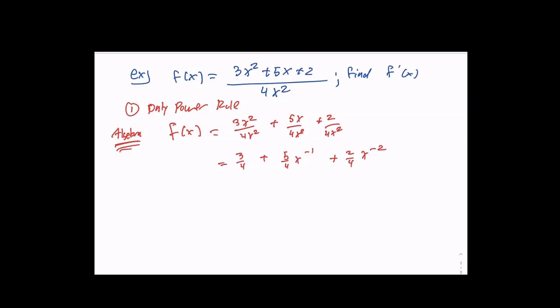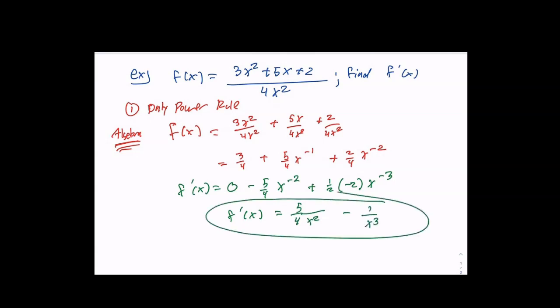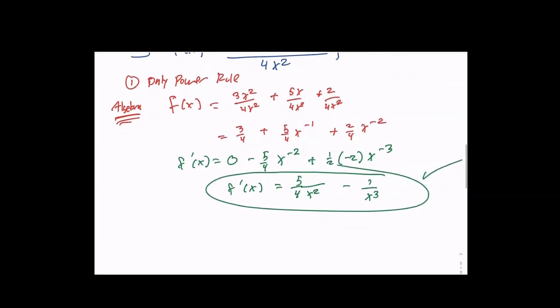So that's the algebra. And now, when I want to take the derivative, I can say, oh, okay, so f prime of x is equal to 0 minus 5/4 x to the negative 2 plus 1/2 times negative 2 x to the negative 3. So f prime of x equals 5 over 4 x squared minus 1 over x to the third, when I simplify it down.